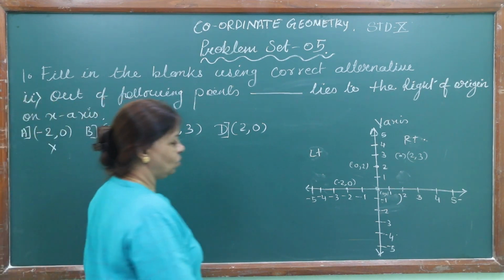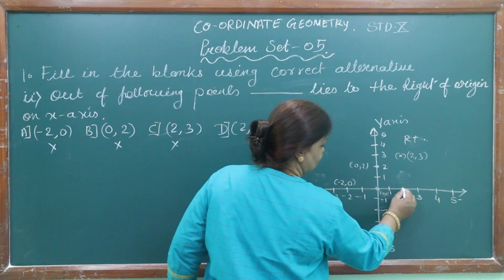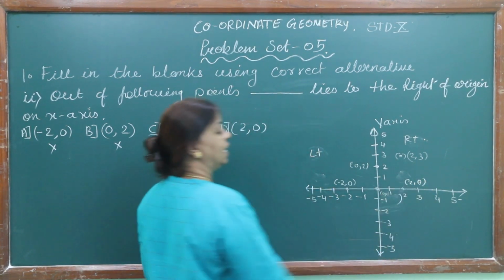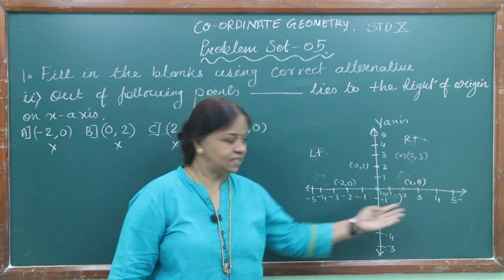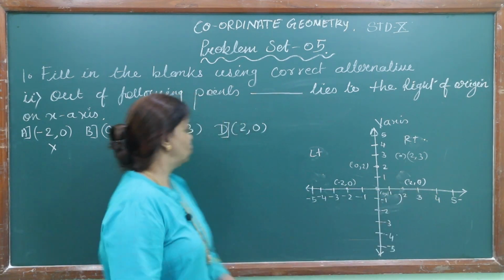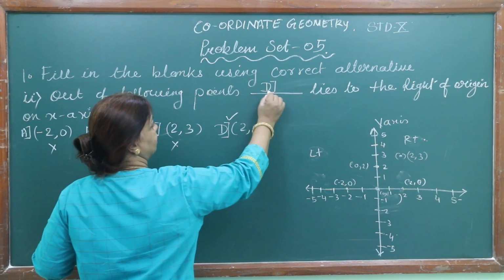Now (2, 0): 2 steps on the x-axis and 0 steps on the y-axis. So (2, 0) lies on the x-axis, and that too on the right side of the x-axis. See, this is the left side and that is the right side. So what is the correct option? D is the correct option, children.